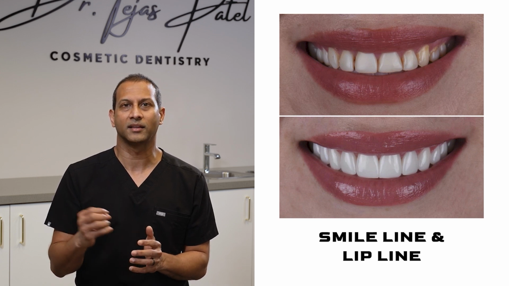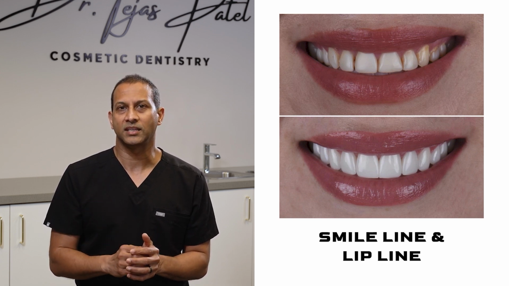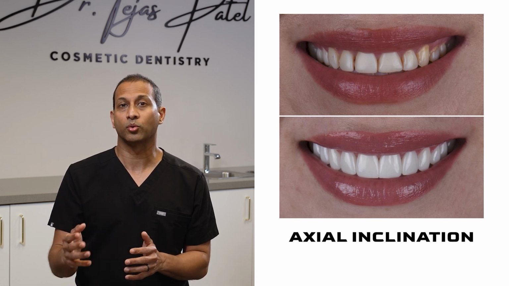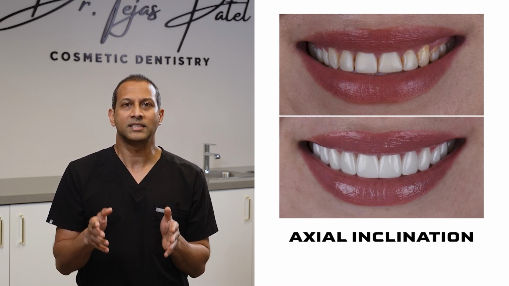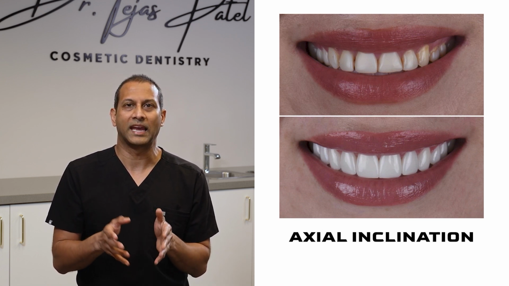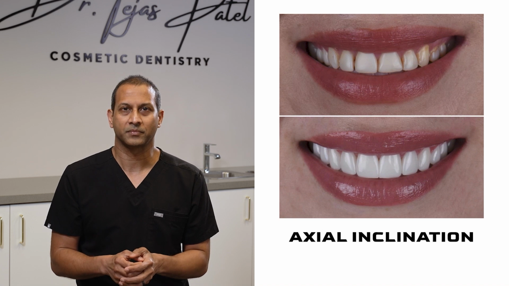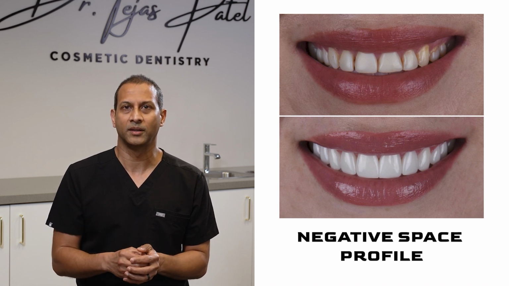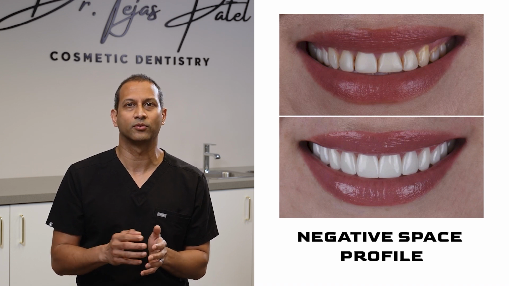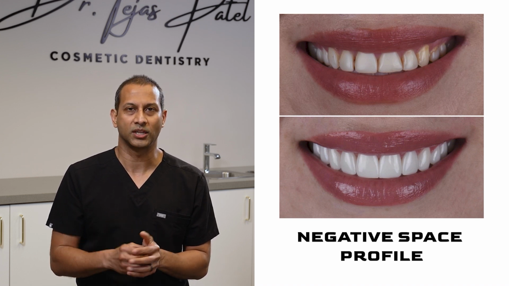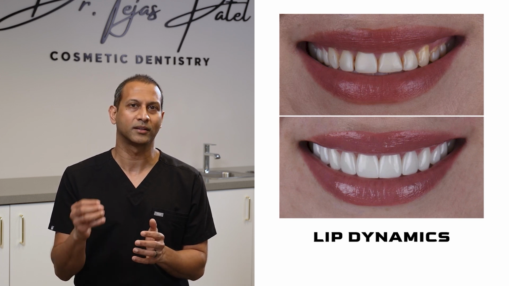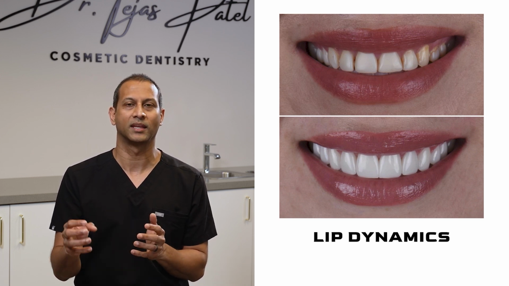Number 11, smile line and lip line. We want the edges of the teeth to follow the lower lip wet border and fit into the frame of the lips. Number 12, axial inclination. We want the teeth to be upright or have a slight mesial inclination. We don't want the teeth to be angled and pointing in different directions. Number 13, negative space profile. From a side profile view, it's ideal when the teeth are parallel to the spine and not angled forward or angled too much in. Number 14, lip dynamics. When speaking and smiling, we want the teeth to fit perfectly within the facial features and within the frame of the lips.